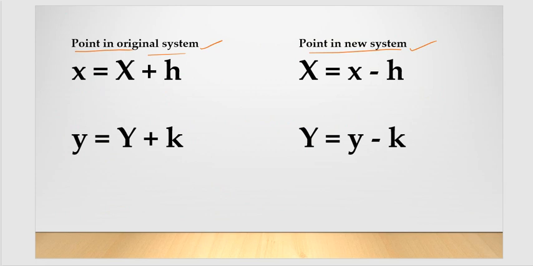To avoid confusion, what we need to do is remember only one set of things. Either you remember the point in the original system or you remember the point in the new system. So how to remember? I will tell you. See, this is capital X, no? Capital X is followed by plus. So whenever you have caps, big letters, that means plus. The same way here, capital Y is followed by plus. So small x is equal to capital X plus h. Small y is equal to capital Y plus k, right?